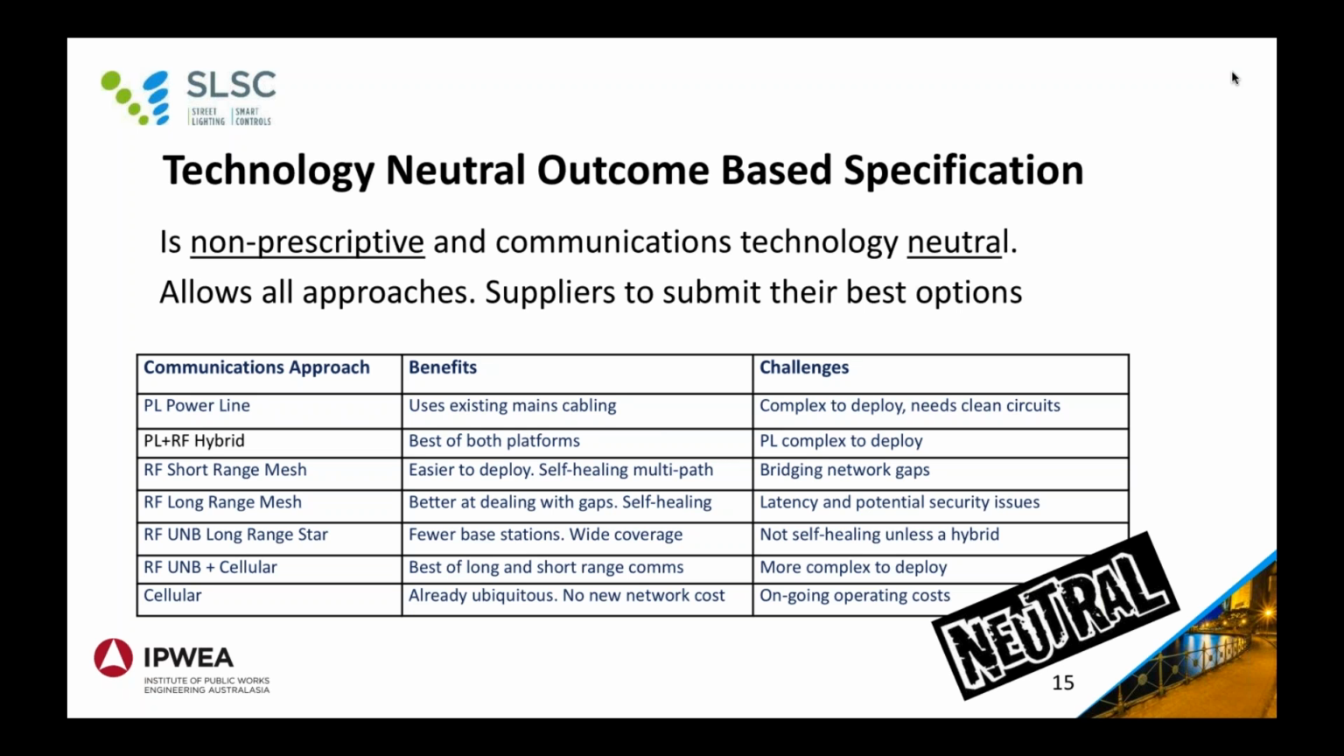Bryan, I have a question regarding one of your slides which said that it supports life cycle costing or analysis and net present value analysis. So what do you mean by the specification supports these two items?